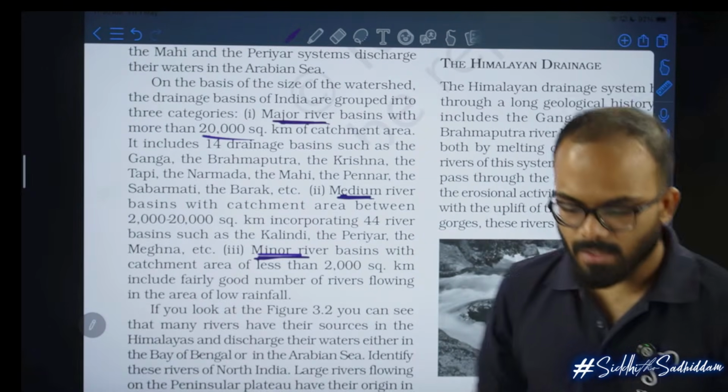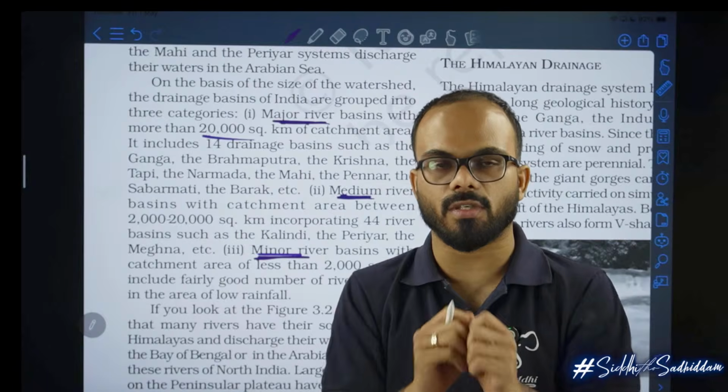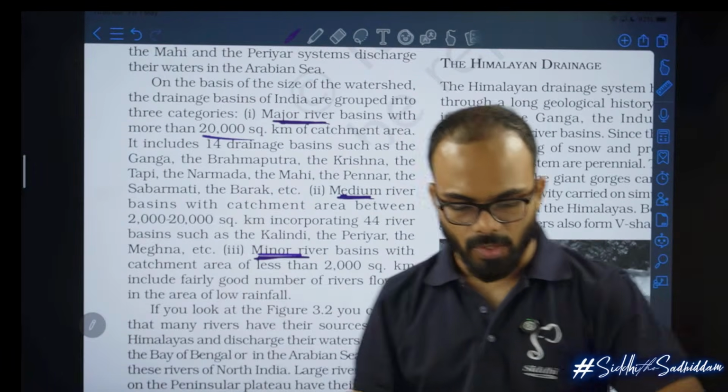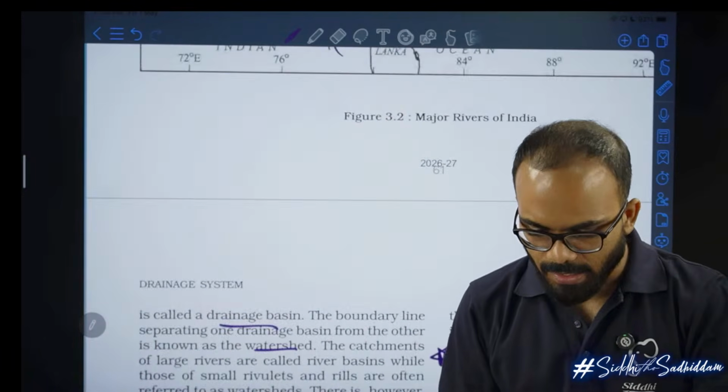Now the next thing is, the overall drainage basin of India is divided into major basins, medium basins and minor basins. So in the exam they can ask you a question based on the catchment area. Now what is the meaning of catchment area? Catchment area is very simple.